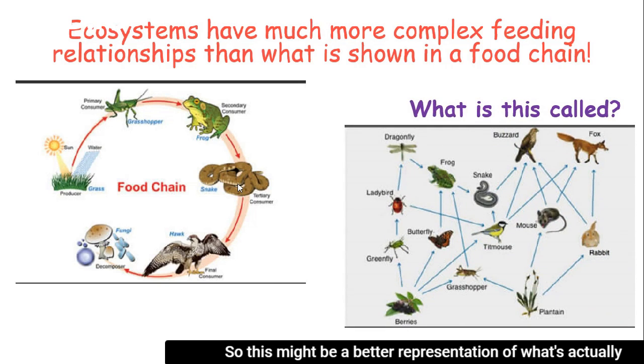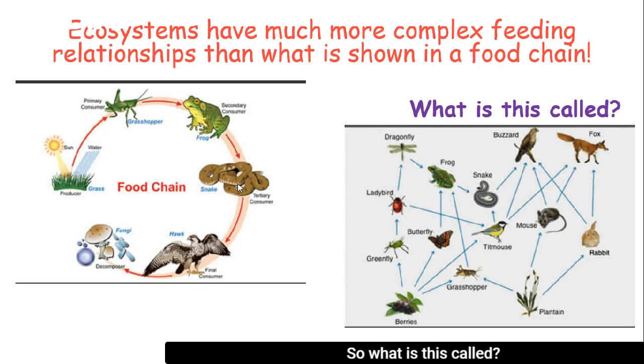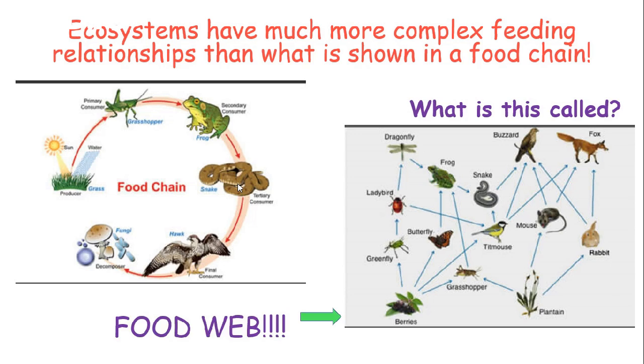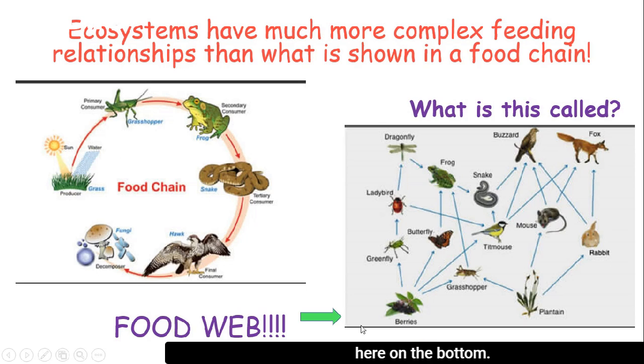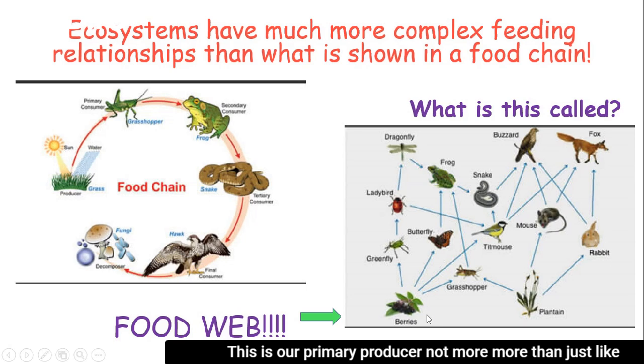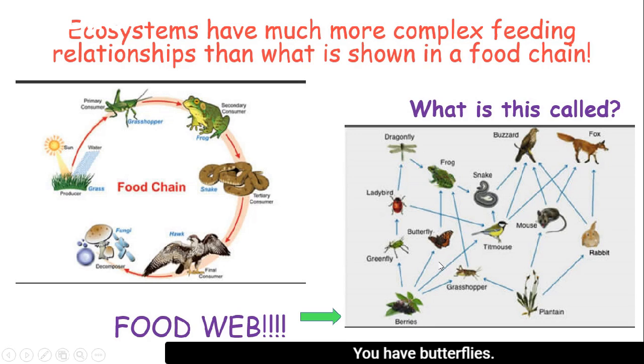So this might be a better representation of what's actually happening in an ecosystem. So what is this called? Awesome. That is a food web, or an example of a food web. This shows that there's a lot more than just one thing consuming another. Looking at these berries at the bottom, this is our primary producer. Green flies are feeding on the berries. We have butterflies, we have grasshoppers.